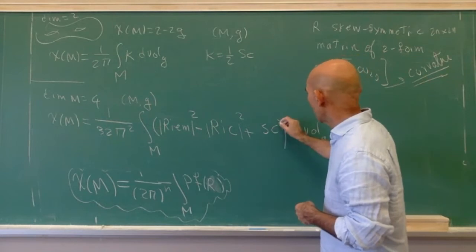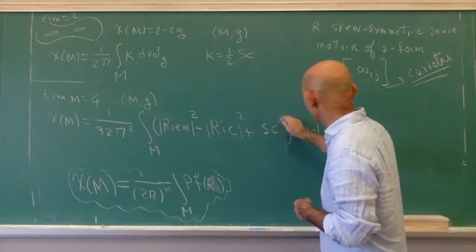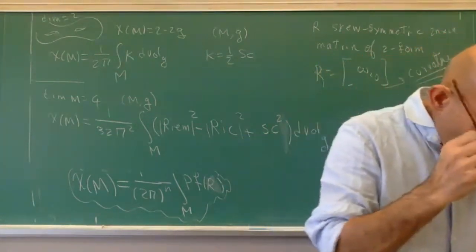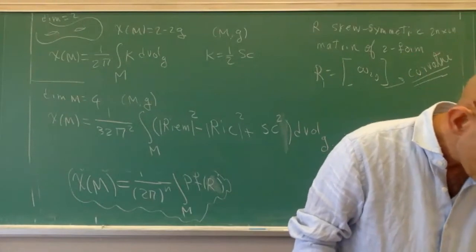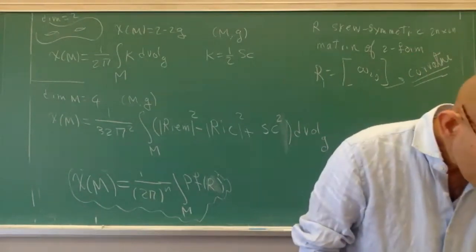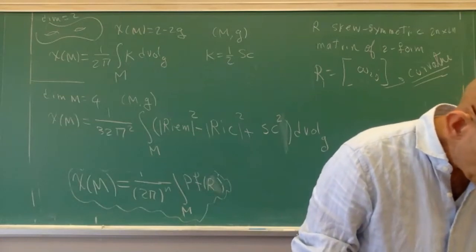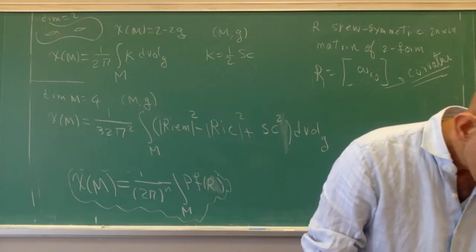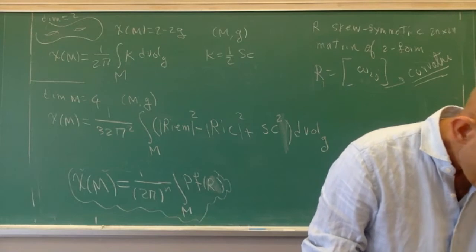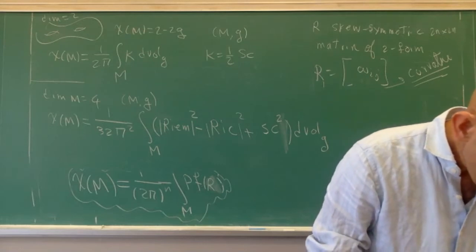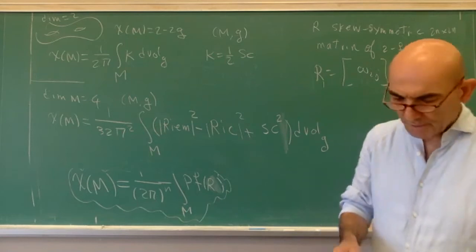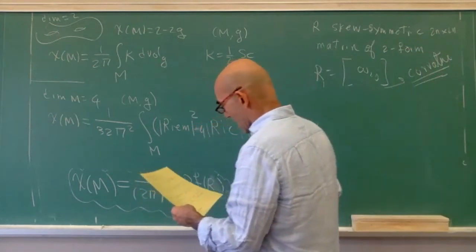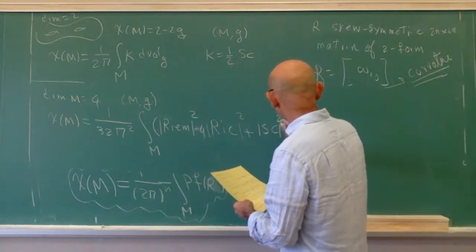So of course there is a square here. Not to tell you a lie, I have to check my notes. So the formula in this case is, let's see, what's the formula in this case? Okay. Oh, 32 pi squared is correct. Riemann squared minus 4 times Ricci squared, first of all. And then plus this scalar curvature square.